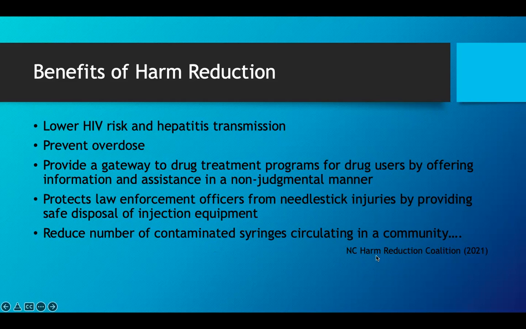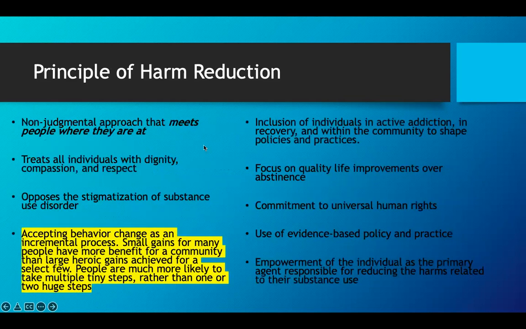factors that were put into play by the NC Harm Reduction Coalition in 2021. These get into more intense ways of reducing harm. Before, when we were talking about smoking, that's just starting with really basic stuff, but this goes into much more intense things in terms of really lowering HIV risk with these drug treatment programs and reducing contaminated syringes circulating in the community, which could obviously potentially contaminate somebody else. So these are all benefits of harm reduction.